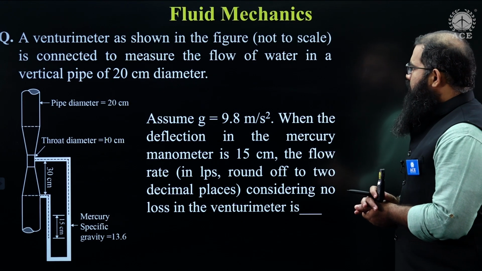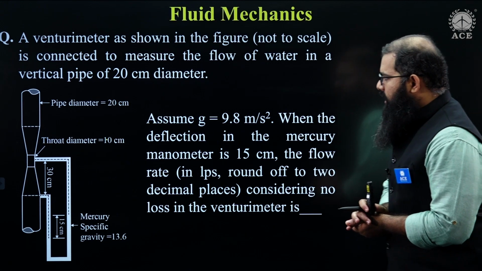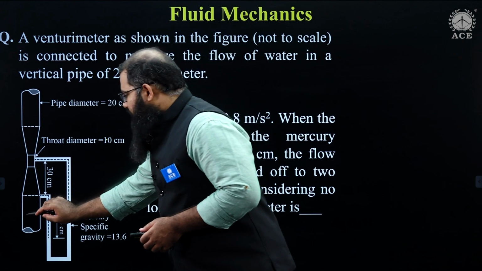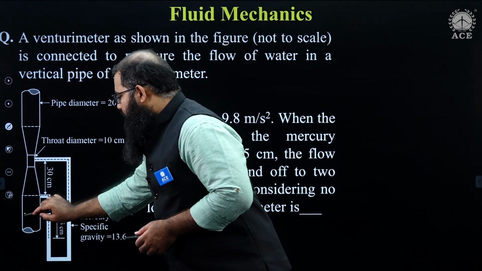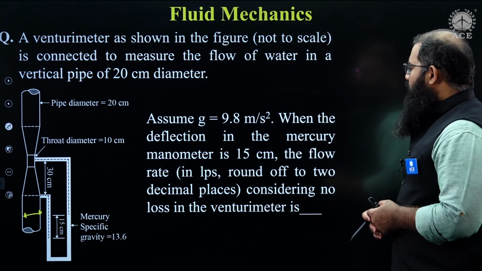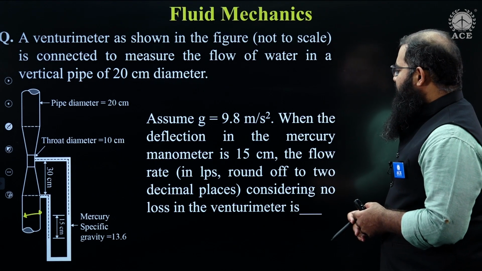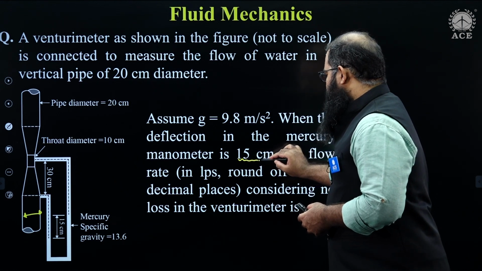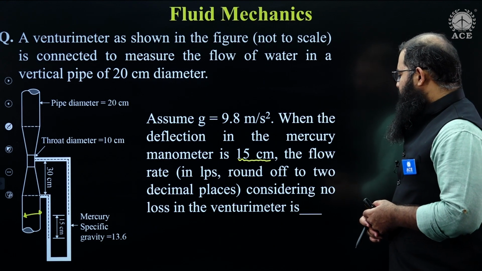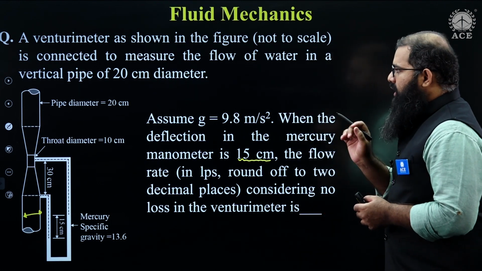A venturimeter, as shown in the figure, not to be scaled, is connected to measure the flow of water in a vertical pipe of 20 centimeter diameter. Fine. This pipe diameter is given as 20 centimeter. Assuming acceleration due to gravity is 9.8 meters per second square, when the deflection in the mercury manometer is 15 centimeter, important data, the flow rate in liters per second, rounded off to 2 decimal places, considering no loss in venturimeter, is how much? Let us mark important points over here.